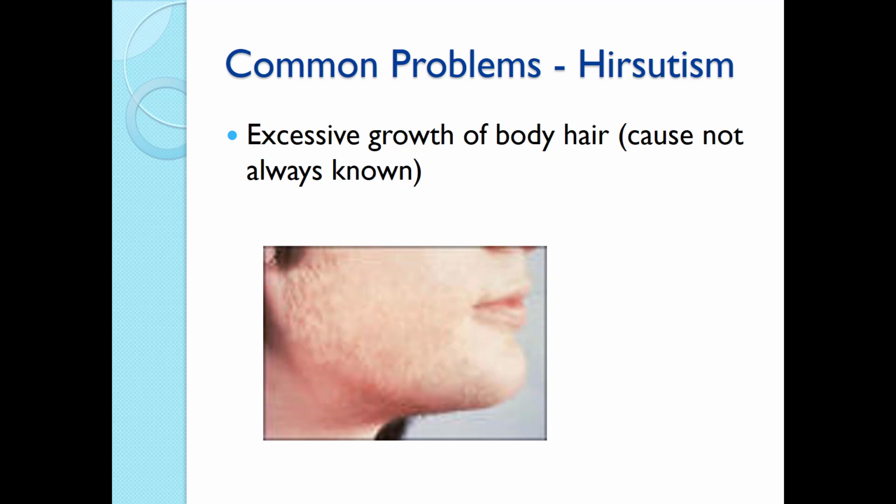Hirsutism is another condition that you can see with hair growth, and in the skin it's just excessive growth of body hair. Could be due to a hormonal problem, like too much testosterone in the body. It also is a side effect of some medications as well. So if this is a new problem and the patient's been taking a medication that has that as a possible side effect, then that would be something to look into and to be aware of.